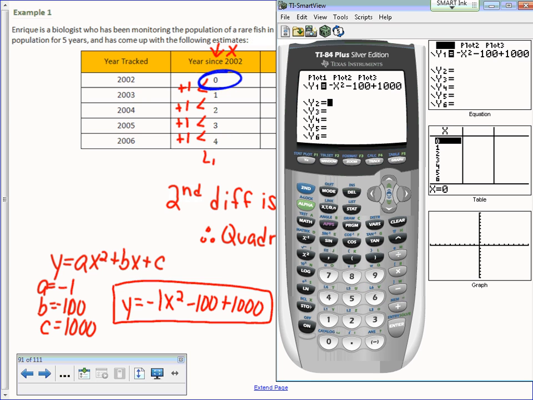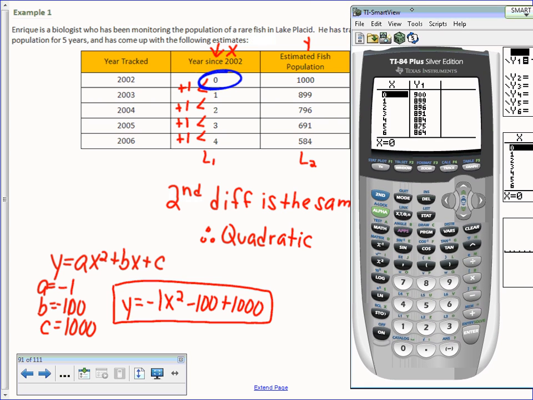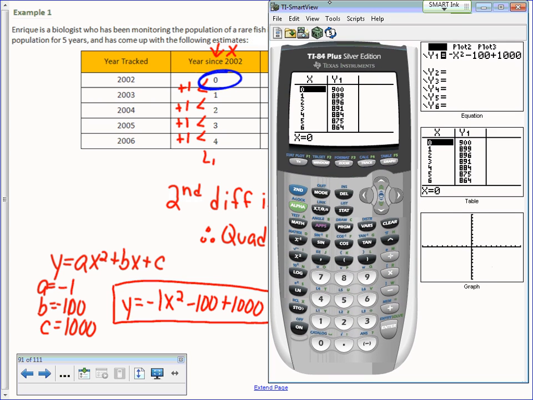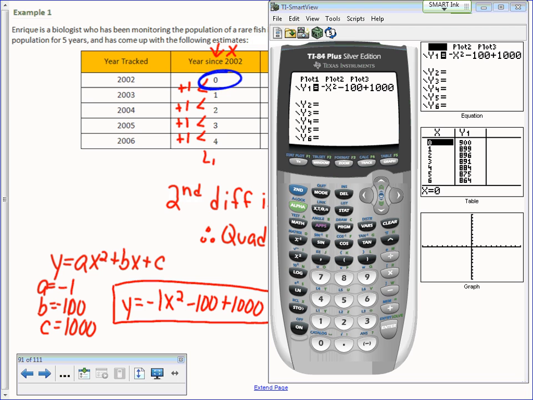Enter. Second table. And again, make sure your table agrees, which I must have entered something wrong. Let's go under Stat, Edit, and I have... okay, so I did make a mistake. I just found it. It should be minus 100x. I forgot that little x in there, folks.